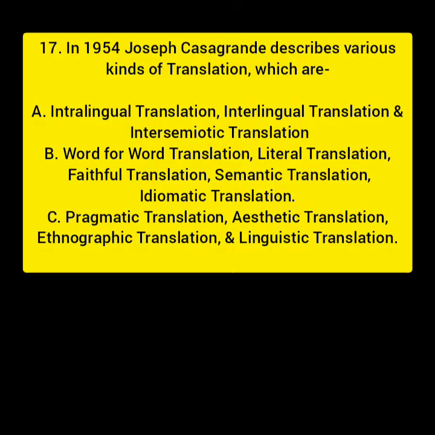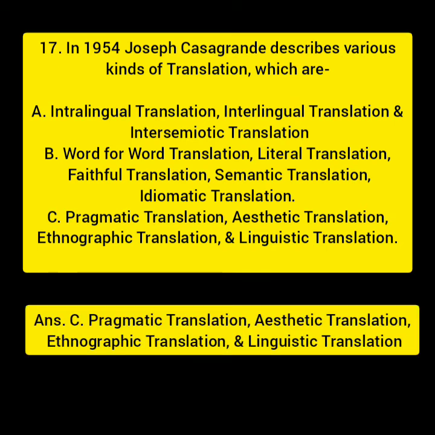Next question is, in 1954, Joseph Casagrande describes various kinds of translation, which are, there are three options, and the right answer is option number C. They are pragmatic translation, aesthetic translation, ethnographic translation and linguistic translation.